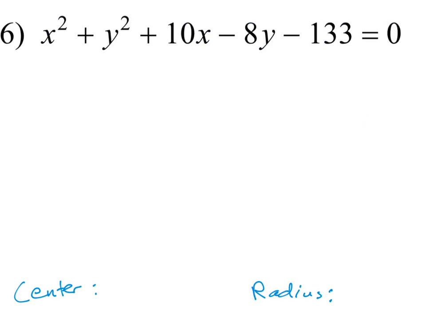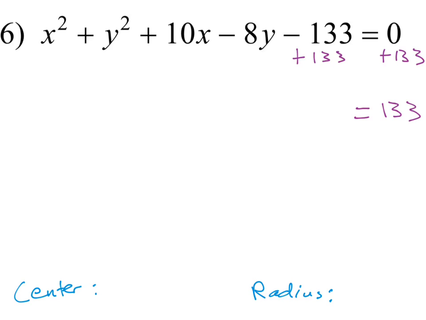Let's go on to another one, number 6. You're supposed to get the center and the radius of this circle. It's going to require doing some completing the square. And so we're going to separate this out into the x and y parts. And while we're at it, we're going to move this 133 to the other side. So we're going to add 133, so it's going to equal 133 on the right.